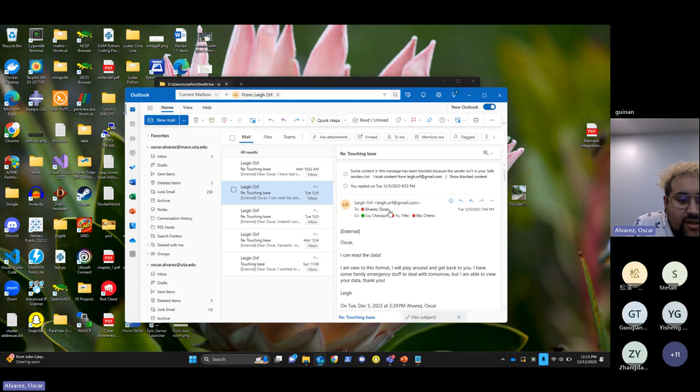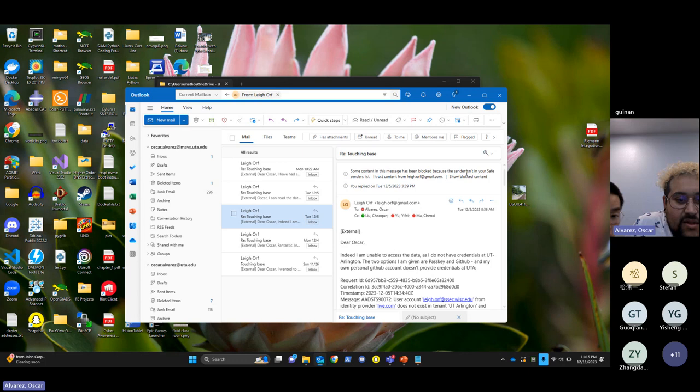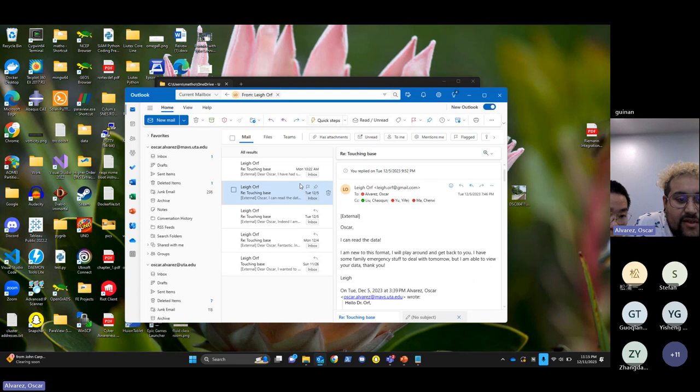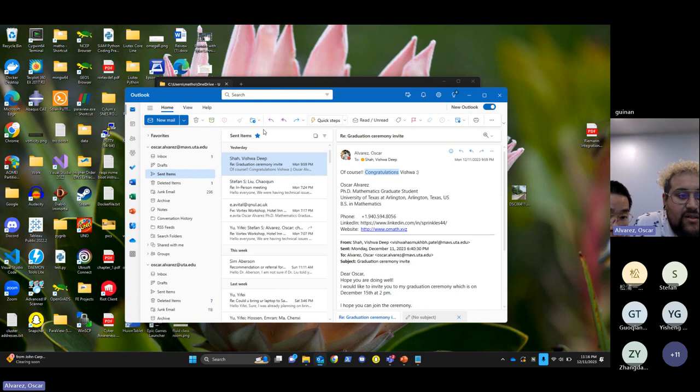Show block content. Show block content. You made search for send. Inbox is received. Send it.